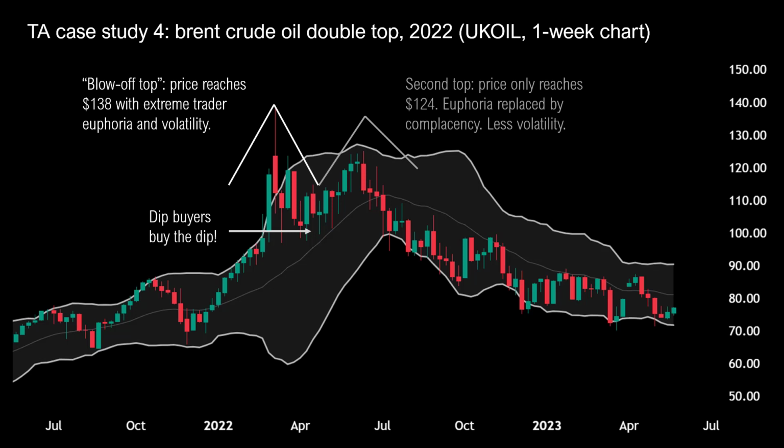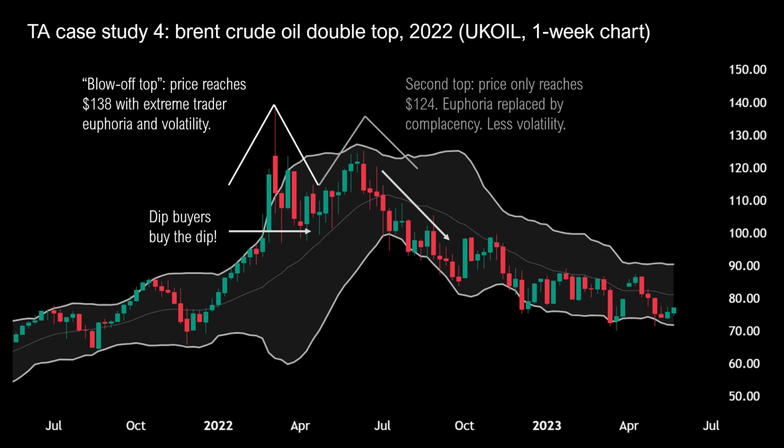And this time, the greed and euphoria from the buyers was replaced by investor complacency. There was a lot less volatility on the second top, given that the bands were now much narrower, and not only that, but the price never broke above the top Bollinger Band. This was another sign that the second top was a far less extreme move. So essentially, the second time around, the price doesn't make a higher high, buy pressure gets exhausted, and sell pressure starts to take over.